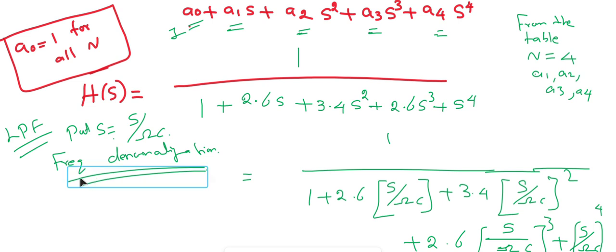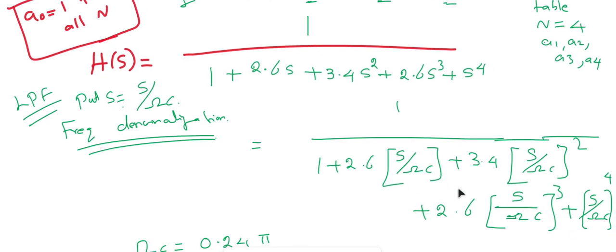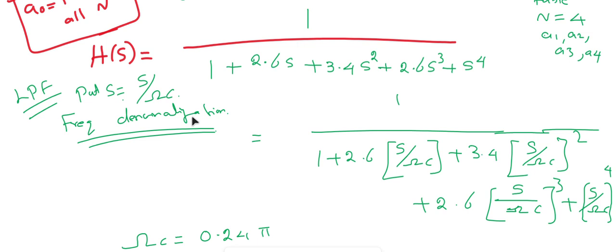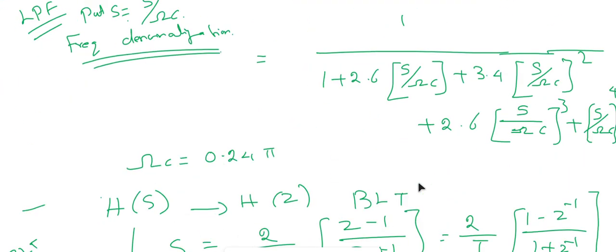Then you have to convert the frequency, denormalization. So conversion of the normalized transfer function, the prototype low pass filter, to the low pass filter, where you put s equal to s by omega c. Okay, so 1 plus 2.6 is equal to s by omega c substitute, and the omega c value you can substitute.